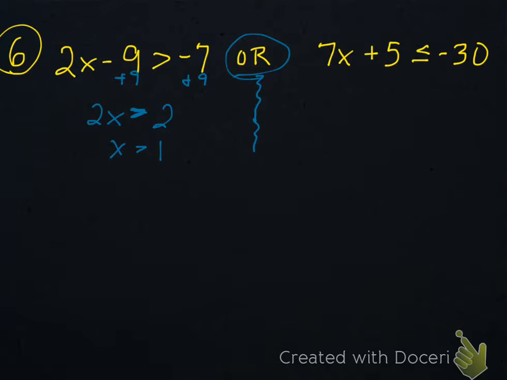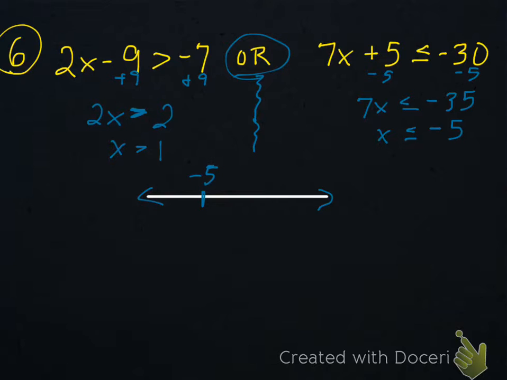Alright, on the right side, I've got to subtract that 5. Okay, so I have 7x less than or equal to, that would be negative 35. We're going to divide both sides by 7. 35 divided by 7 is 5. Remember, it stays negative. Now we're ready for our number line. We have both halves. So the negative 5 goes on the left because it's smaller. The 1 goes on the right.